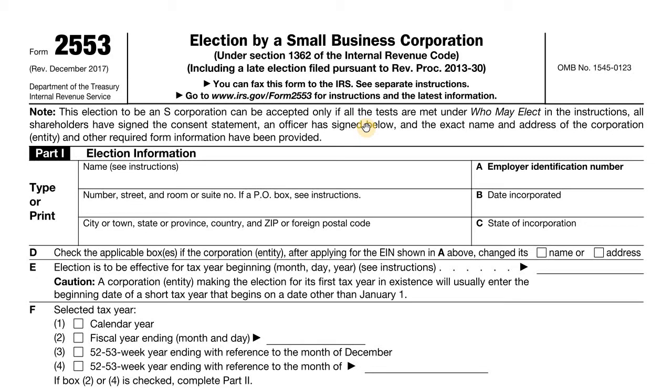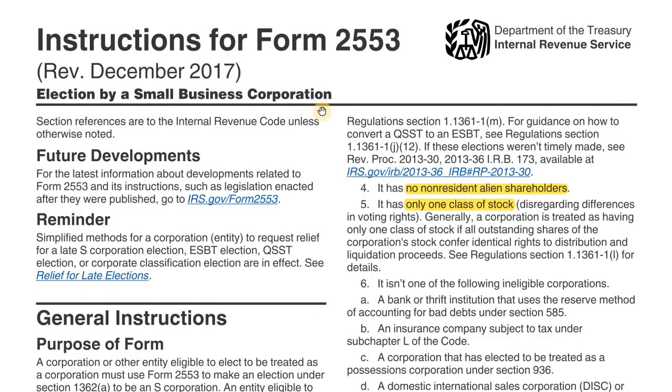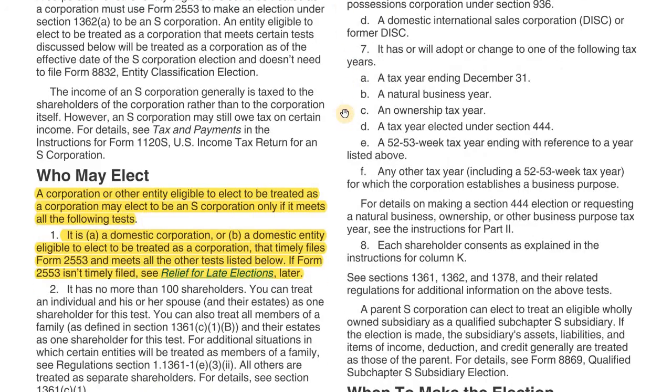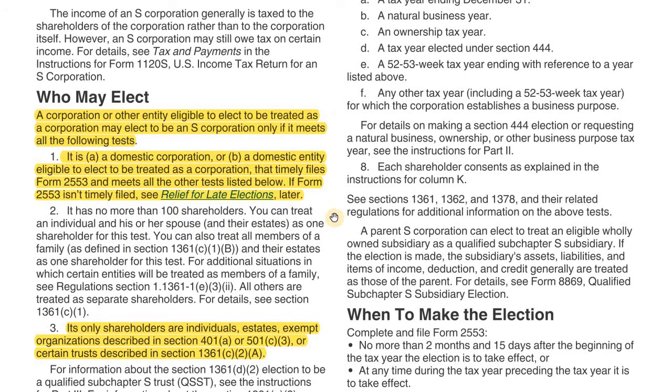Okay, so let's dive into who's eligible to even file this. Okay, so we go to the instructions. Eligible entities. Let's start there. In order to file the S corp election, the entity has to be a corporation or an other eligible entity that can elect to be treated as a corp, and then subsequently file an S corp election.